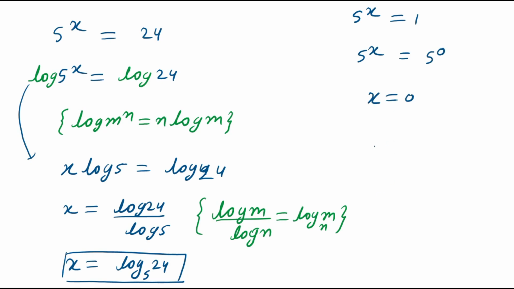So here the first solution x1 is equals to log 24 with base 5 and the second solution x2 is equals to 0. Here we have two solutions. This is our final answer.